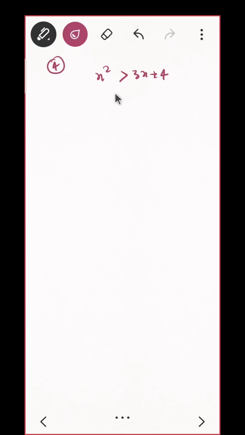So if you have this type of question, what will you do? That is x square minus 3x minus 4 is greater than 0. Is that clear? First step. What next? Do you know something about this quadratic? Can I factorize it? Multiplication should be minus 4, addition should be minus 3. What should I do?